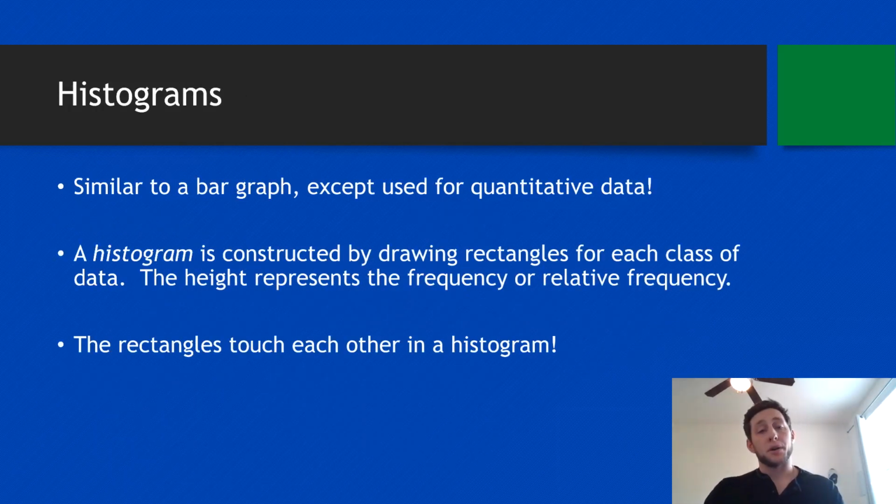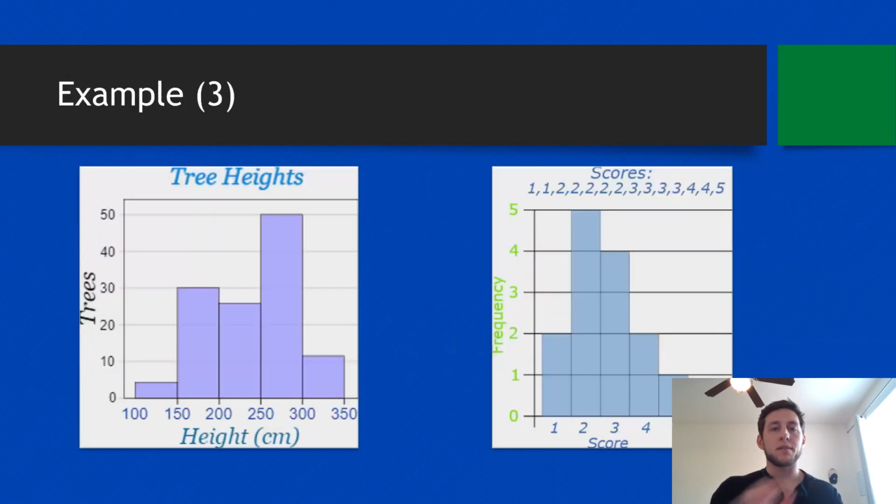Now, instead of doing bar graphs, what we'll do for quantitative data is histograms. Now, histograms are very similar to bar graphs, except for, like I said, they're used for quantitative data. Now, before I dive into the other two bullet points, here's what a histogram is. Does it look like a bar chart? Yeah, 100%. Well, not 100%.